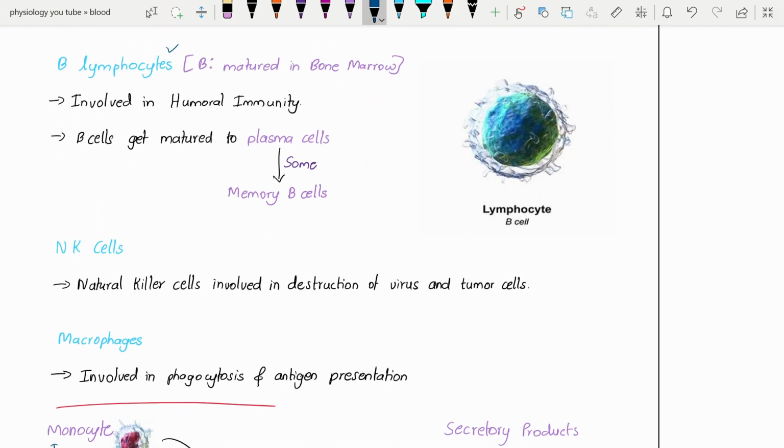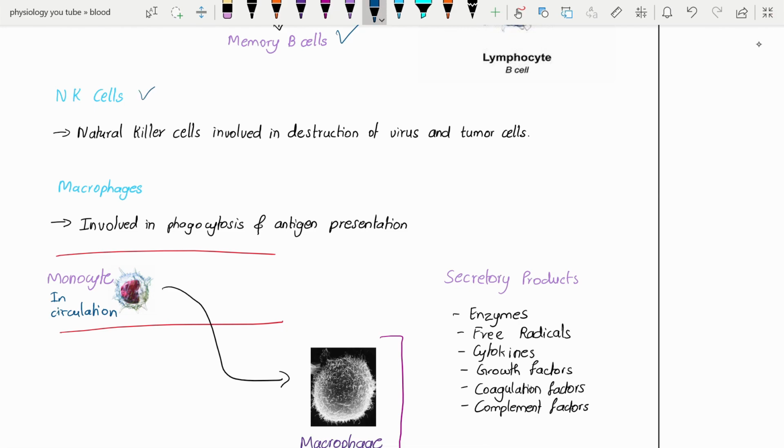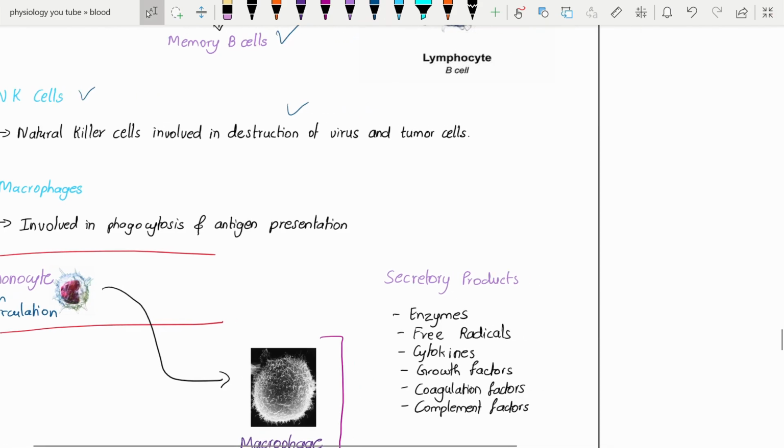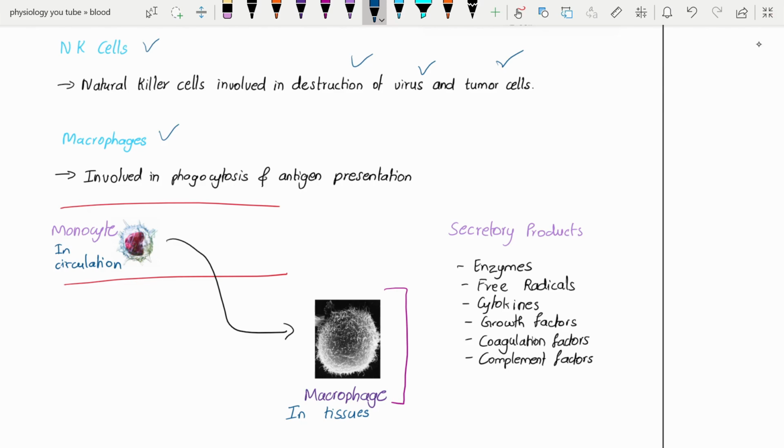Okay, B lymphocytes. B refers to the fact that they mature in the bone marrow, and they are involved in humoral immunity. B cells mature into plasma cells, and some of the plasma cells will be memory B cells. Natural killer cells, as we studied in earlier videos, are involved in the destruction of viruses and tumor cells. Macrophages are involved in phagocytosis and antigen presentation.